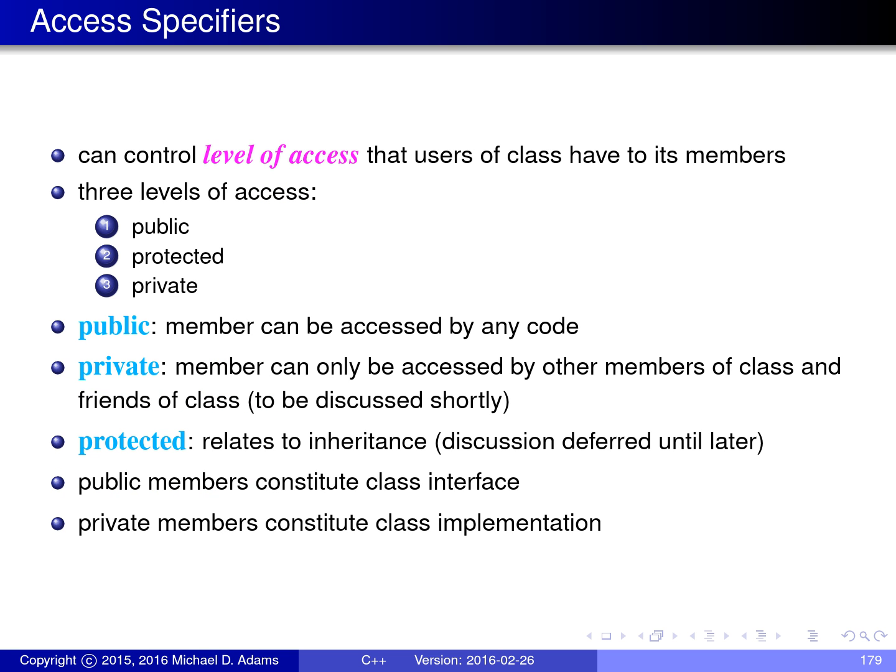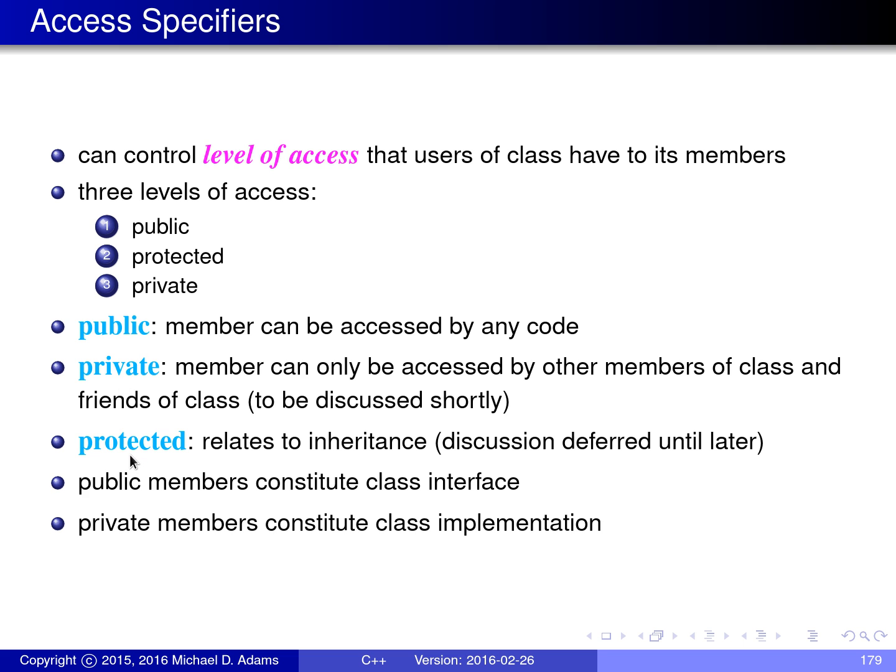We can control the level of access that users of a class have to its members. There are essentially three levels of access that can be provided: public, protected, and private access. A public member is a member that can be accessed by any code, so there's no restriction, it's open to everybody to access. At the other extreme, we have a private member of a class, which is a member that can be accessed only by other members of the class and friends of the class, which we'll be discussing shortly. We haven't discussed friends yet, but we'll be getting to that soon.